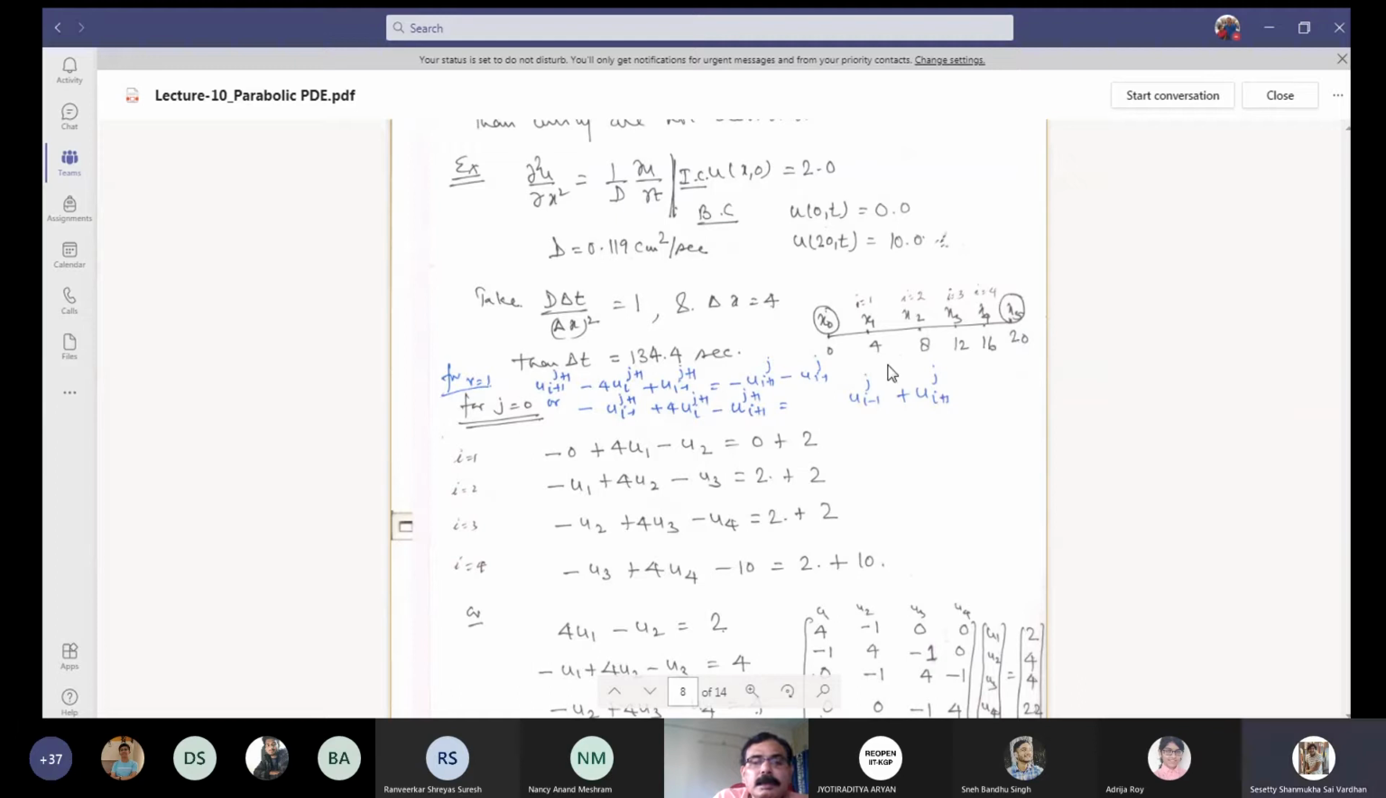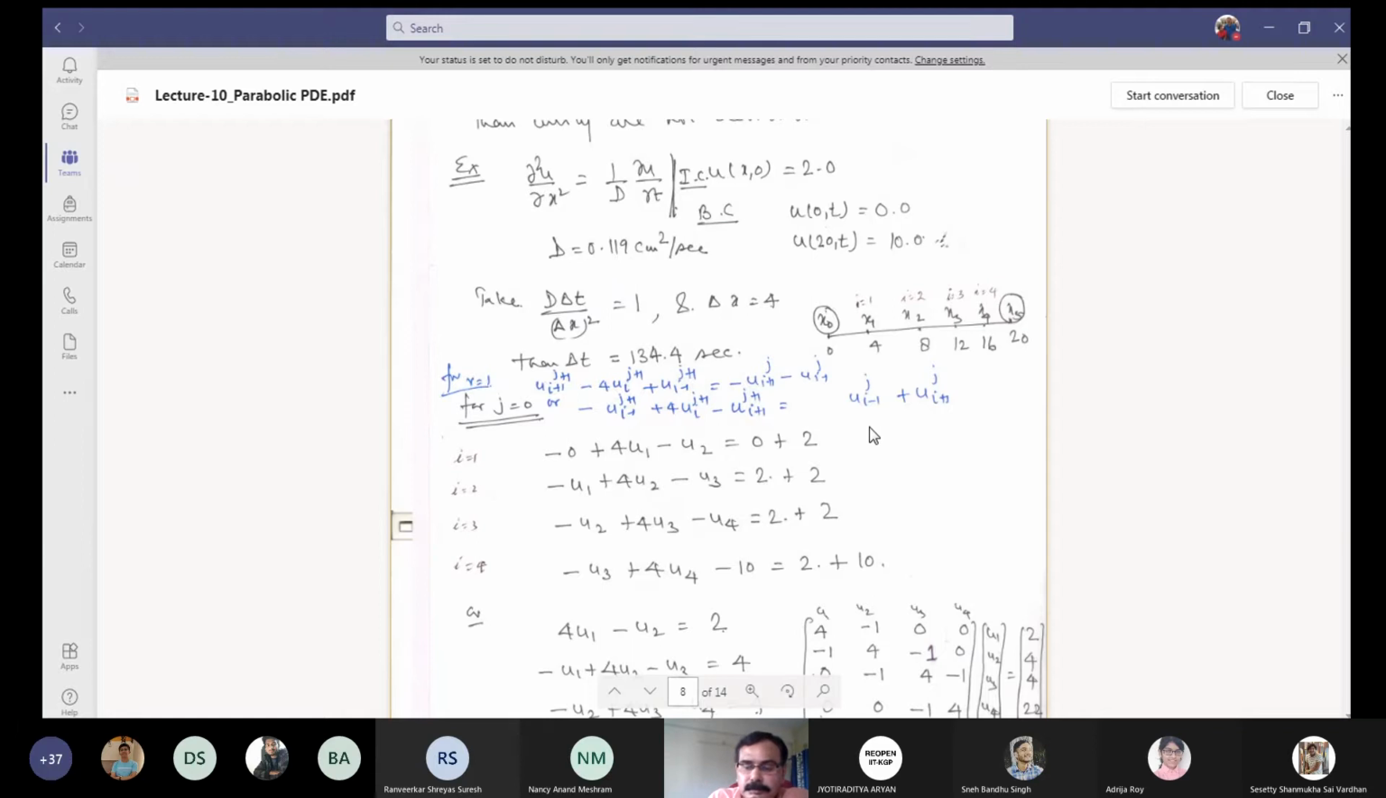Why did we particularly choose d delta t by delta x square equal to 1? We can choose it as anything. No, we don't choose. It is given. We have chosen only the subdivision. The delta x is 4. Accordingly, your delta t will be immediately decided, because this relation is given, right? Yes, sir. Got it. Okay.